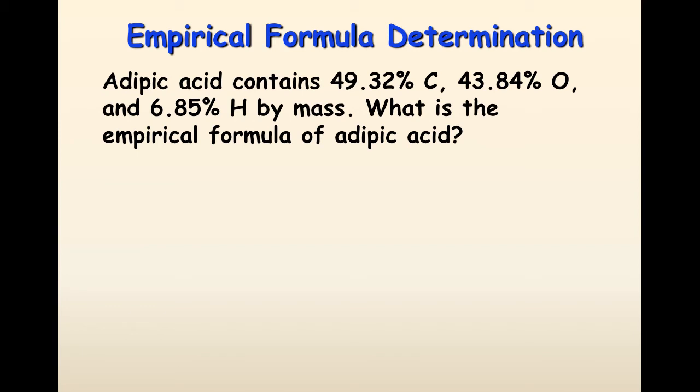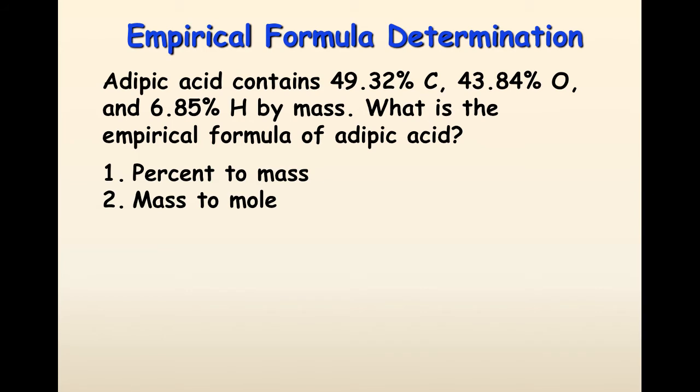So let's do an example together. We want to figure out the formula of a diptic acid. It's 49, you guys can read this, why am I telling it to you? So step 1, percent to mass, and then mass to mole. Percent to mass, again, all our percents up there in the question are the gram numbers. So 49.32 grams of carbon, 43.84 grams of oxygen, and 6.85 grams of hydrogen.